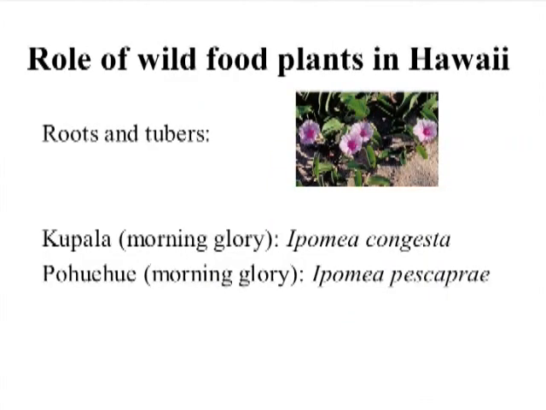Hawaiians also made use of wild tubers and roots for food. These include things like the morning glory or pohuihui, which some of you may be familiar with if you've gone out along Makapu'u and some other coastal areas. Kaena Point, much of it is covered with pohuihui.